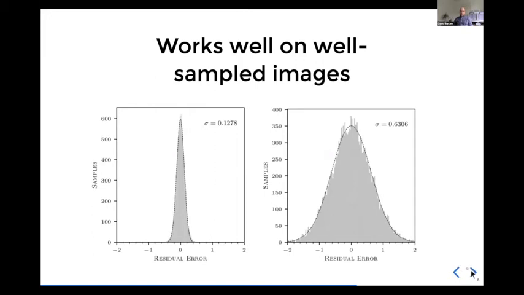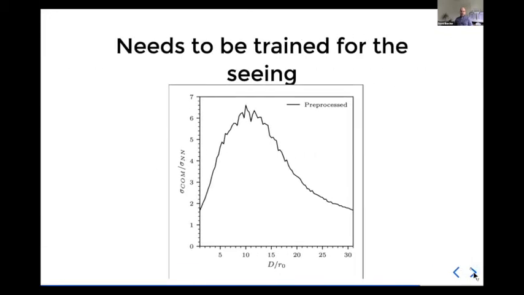But here, this is the residual error of the neural network, and you can see it's a large factor smaller. So the typical problem with neural networks is that they only work on the data they're trained on. But actually, it turns out that this is a neural network that's trained on a D over R naught of 10. And indeed, it does work at a D over R naught of 10 very well. In fact, we get a factor of nearly 7 improvement in the residuals from the centroiding.